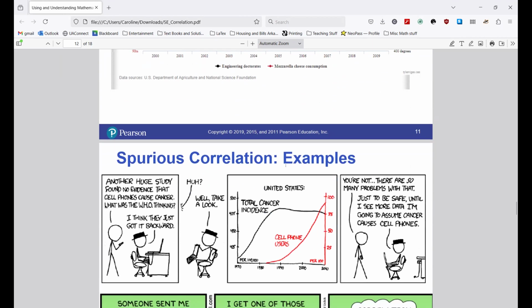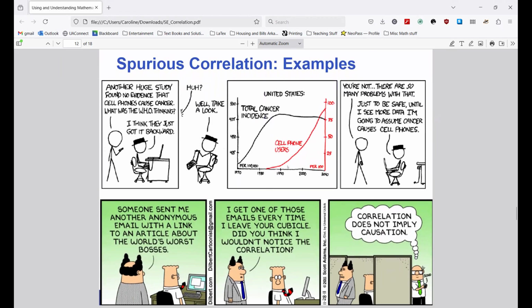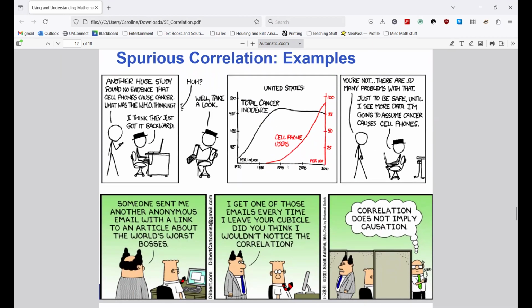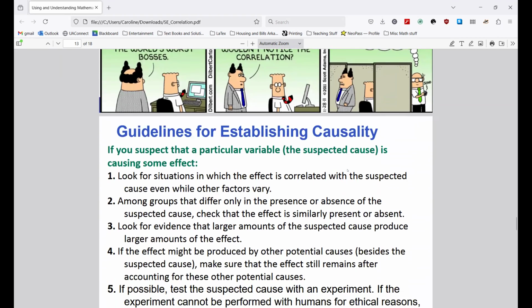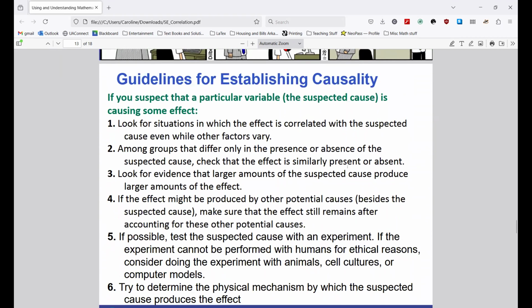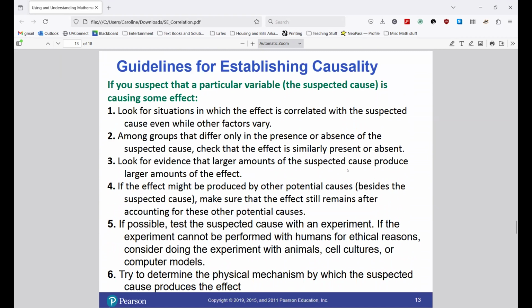So here are some more examples, more of these fun little memes. There's just a lot, and I'm going to let you read through these as they go, because this is a lot of words that are less effective for me to write. So here are some guidelines for establishing causality.